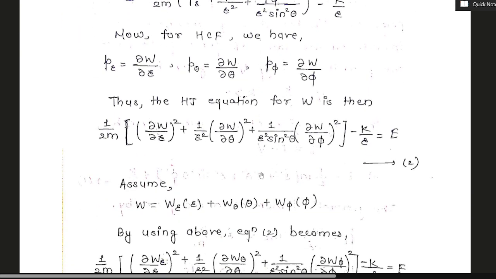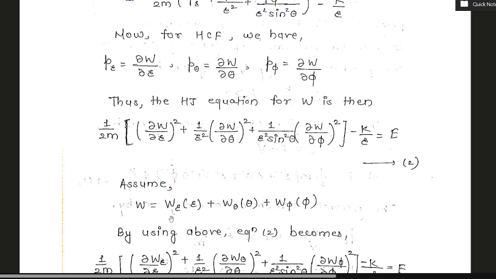From the HCF we can calculate the value of P_r, P_theta and P_psi. Therefore, using these values in the above equation, we get equation number 2, that is 1 by 2m [(del W by del r)^2 + (1 by r^2)(del W by del theta)^2 + (1 by r^2 sin^2 theta)(del W by del phi)^2] minus k by r equals E. And this is our equation number 2.